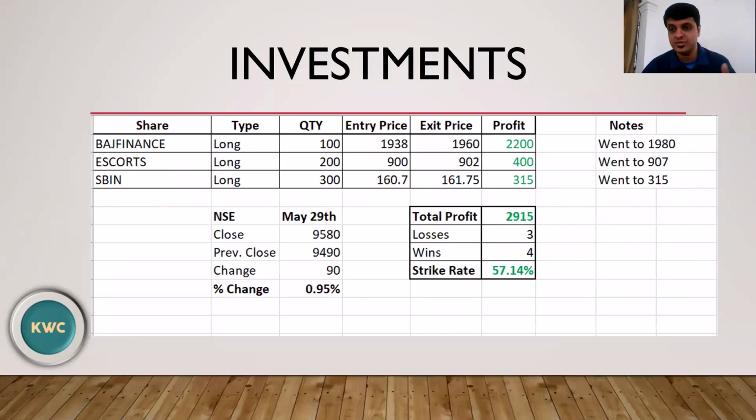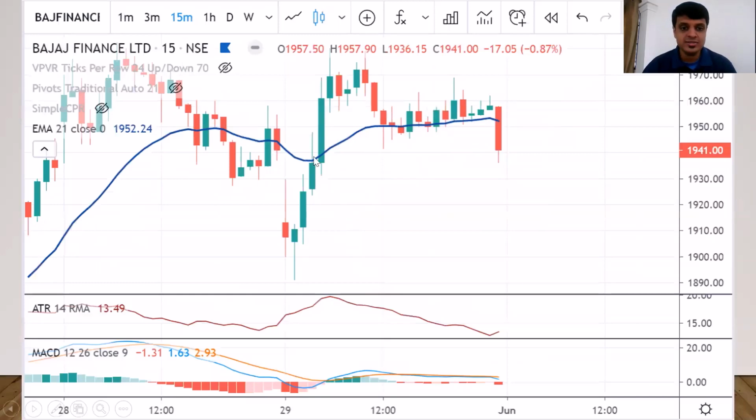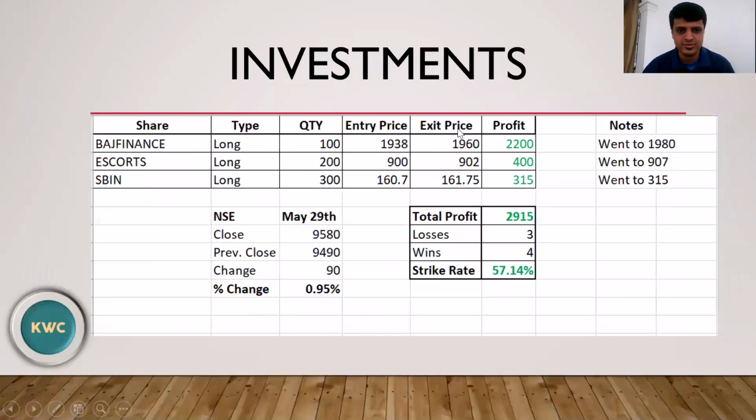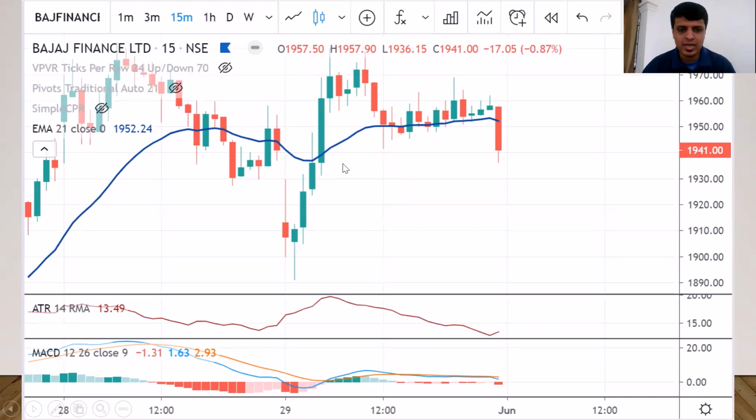So we did Bajaj Finance. Now Bajaj Finance was a different story. Look at this. There is no market structure per se here. How will we decide? And there was no trend line cutting over here. There's no trend line there. I got in at 1938 when it cut the moving average. I bought it at 1938.